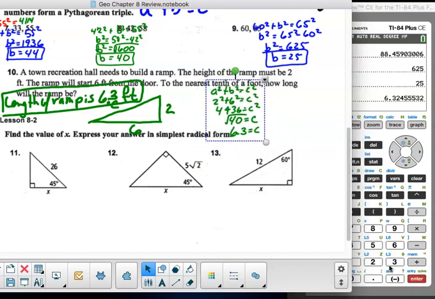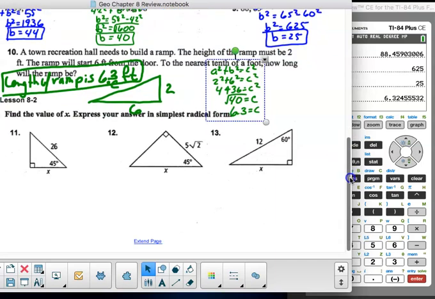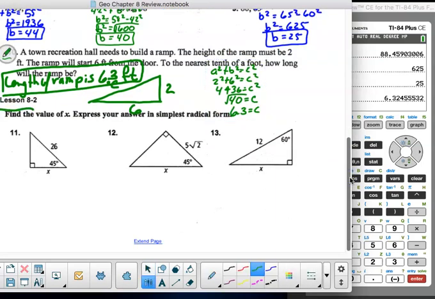All right, now find the value of x. Did you notice that I've used the Pythagorean theorem all the way up to here? I'm now using special right triangles. Remember, on a 45-45-90, the legs are the same. This is 45-45, this is x, that's a right angle, and the hypotenuse is x the square root of 2.